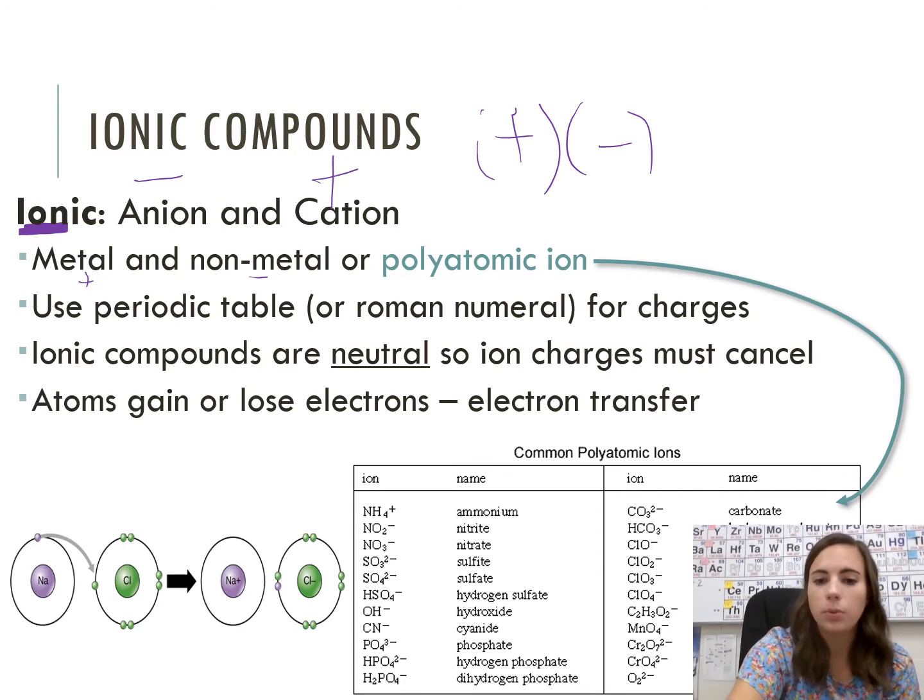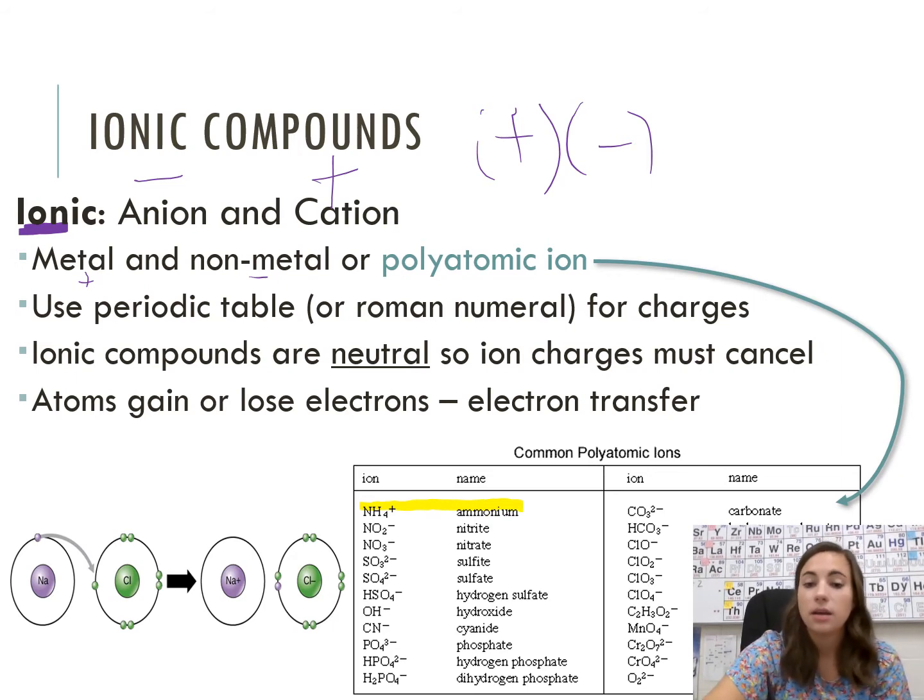Now, I will point out that there is one polyatomic ion that is positive. That positive polyatomic ion would have to be with a negative polyatomic ion or a non-metal. Other than that, all of our ionic compounds are going to be a metal and then a non-metal or a polyatomic ion. So we use our periodic table for ionic compounds or the Roman numeral for their charge, and I'll explain that later in a minute.